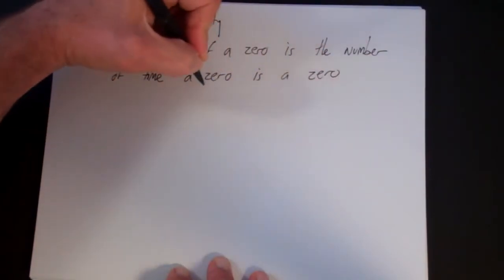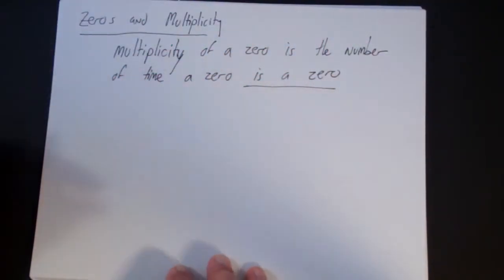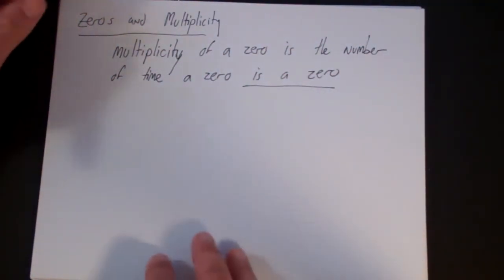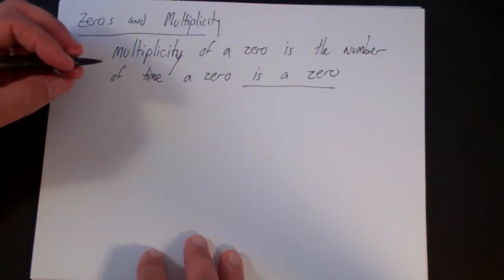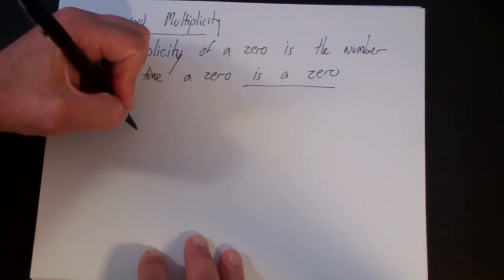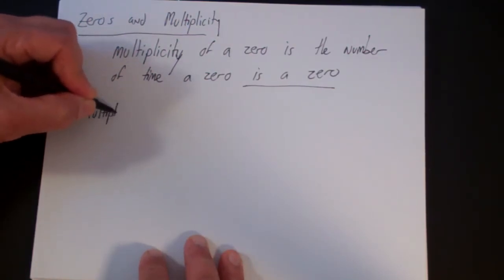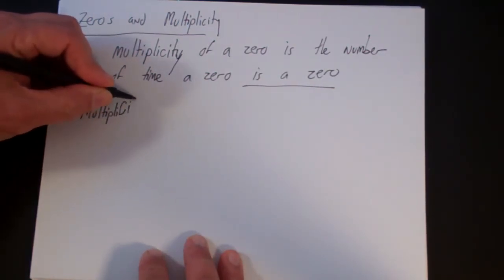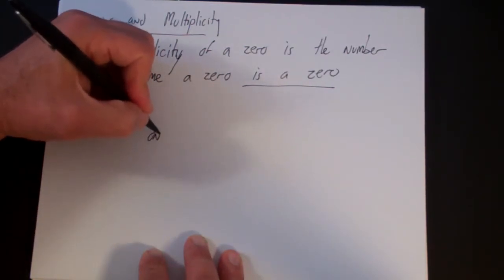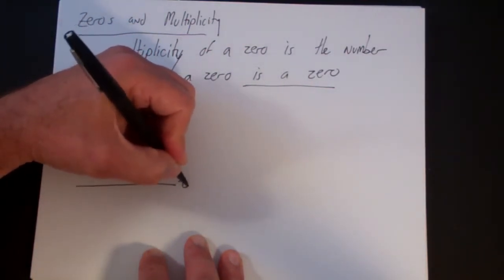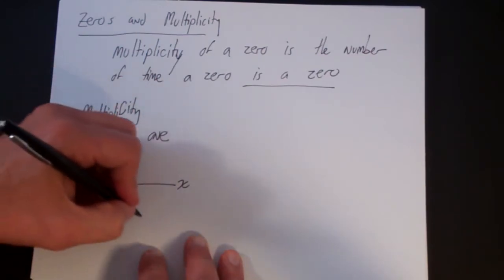And this is a concept. The number of times a zero is a new concept. And here's the reason this is important. If you have a multiplicity of 1, then here's the x-axis, and this is what it's going to look like. It's going to cross the axis.